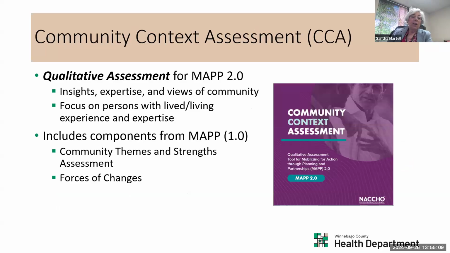So, we've kind of gone through this, and we probably don't need to go through it again. Our components from MAPP 1.0 focused on the community themes and strengths. You heard about the built environment and forces of change, and we had included that. But this is really an opportunity to get another data point, not only for your quantitative data, because sometimes your quantitative data isn't available and you need to do a deeper dive on some of those areas. Next slide, please.